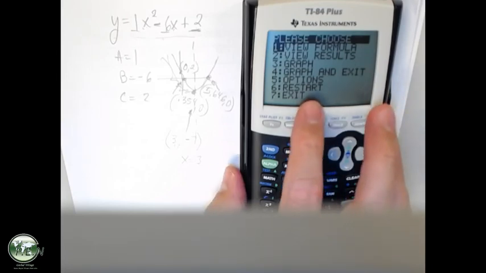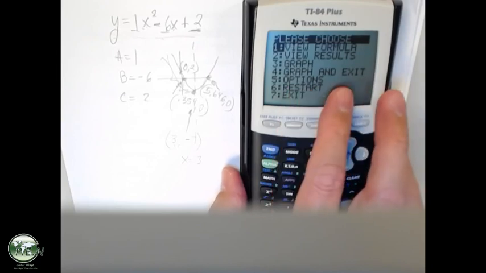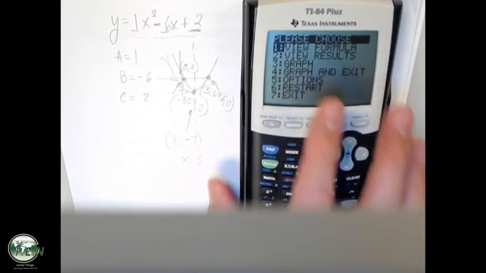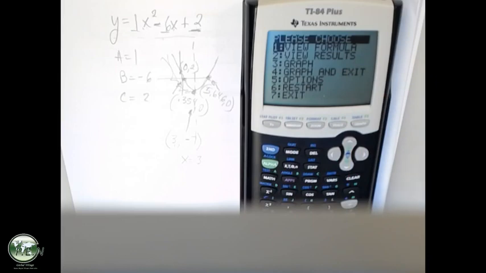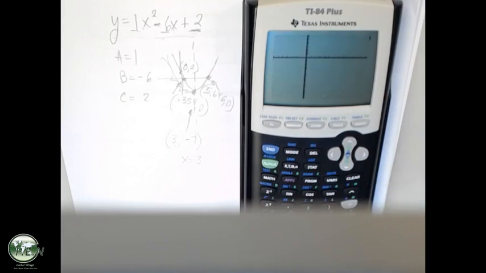And there's a 4th way to exit, and that's with graph and exit. The nice thing about graph and exit, that's what I'm going to ask you to do now, is it draws the graph, and it leaves all the information that it's gained for you.